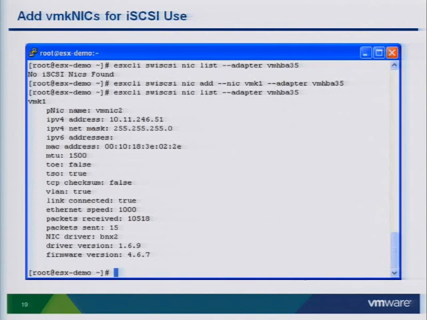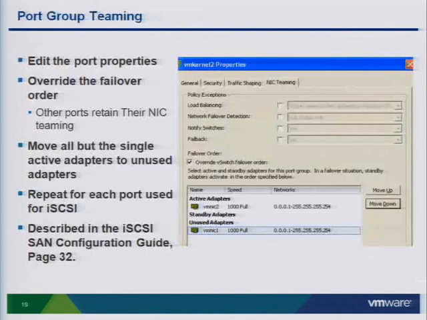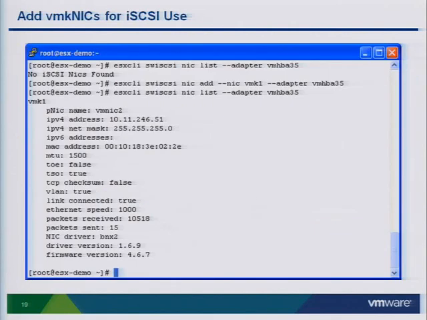So after you saw the configuration we did on the previous page of setting it up so there's only one active adapter, we can add the VMKNIC associated with the port group to the adapter, and you get the prompt back because it works successfully. At that point, if you list the NICs available, you'll see that VMKNIC 1 associated with the physical NIC vmnic2 is attached to vmhba35.